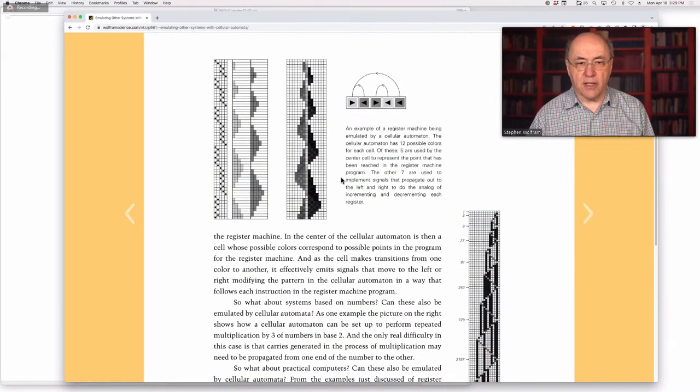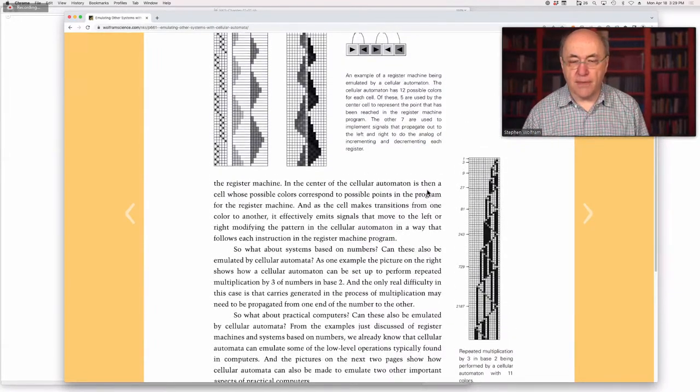Okay, let's look at another case here. This is a register machine, and this is the emulation of a register machine with a cellular automaton. Here we've got a cellular automaton on the right that is actually just emulating, I guess its program counter is the center cell here, and it's emulating the behavior of the register machine.